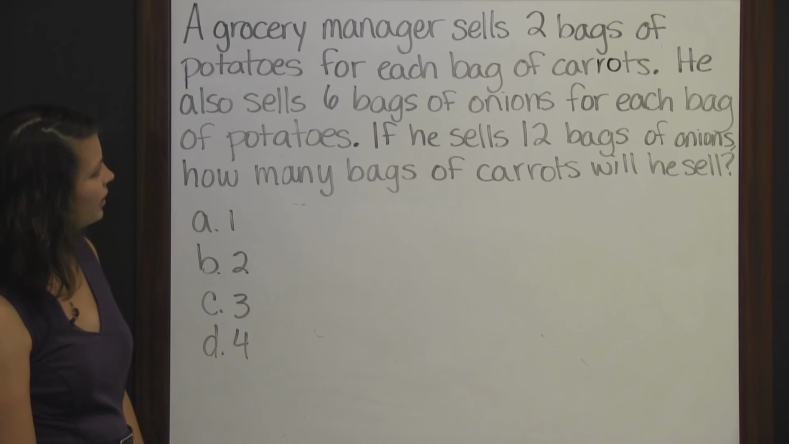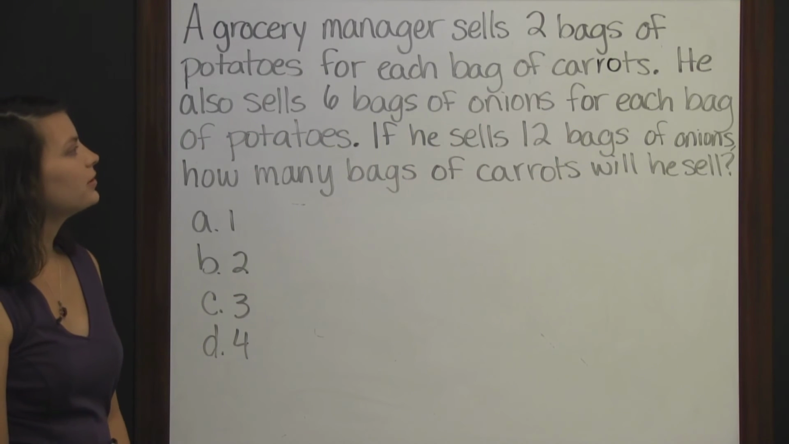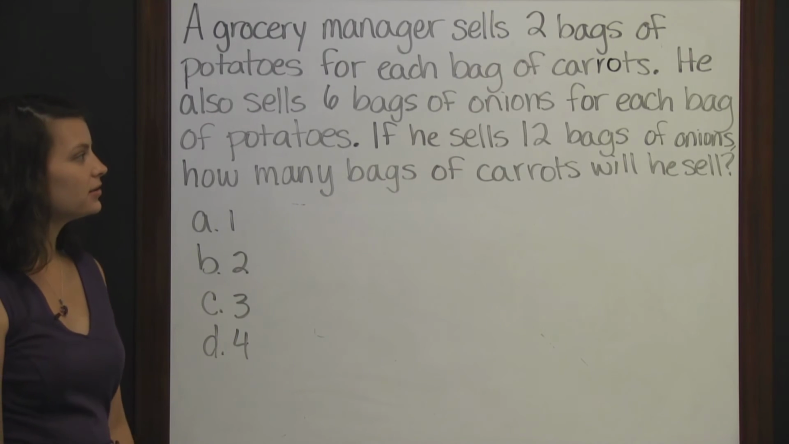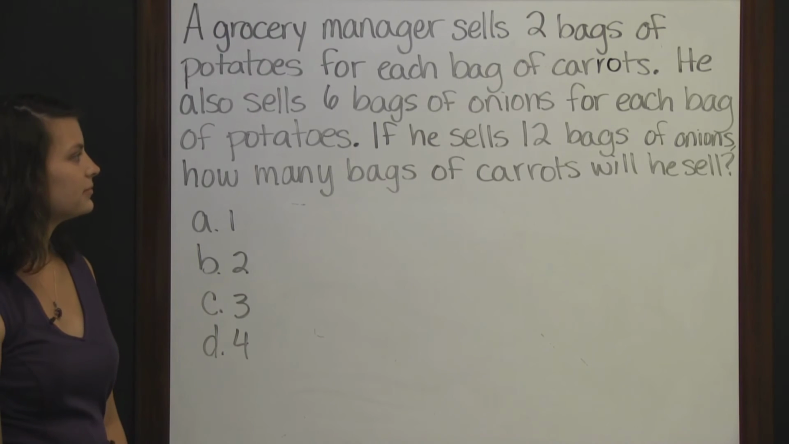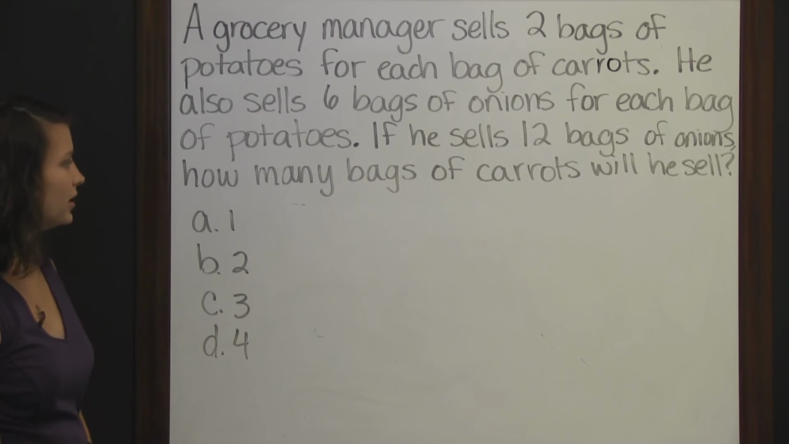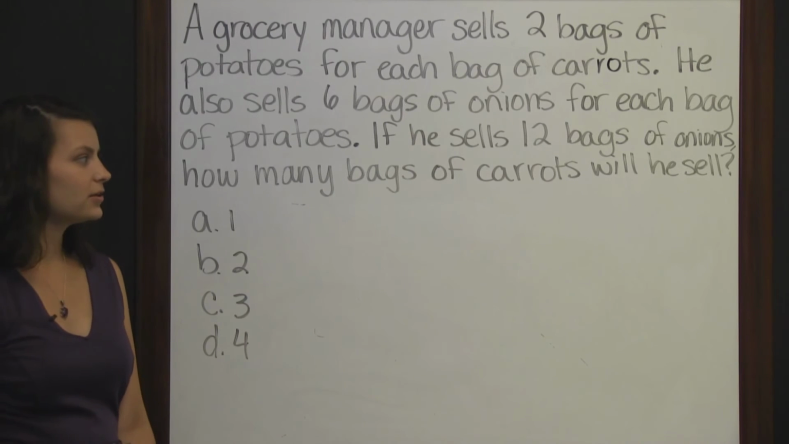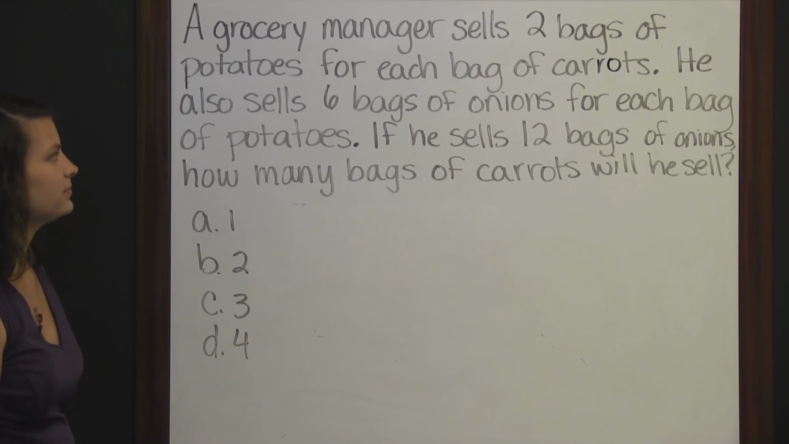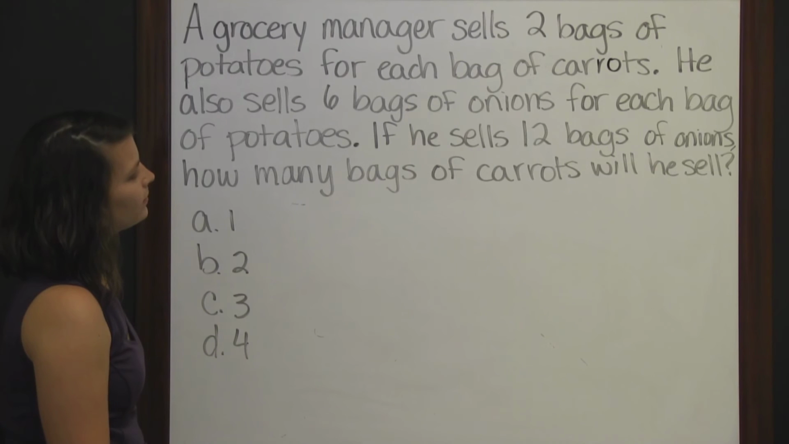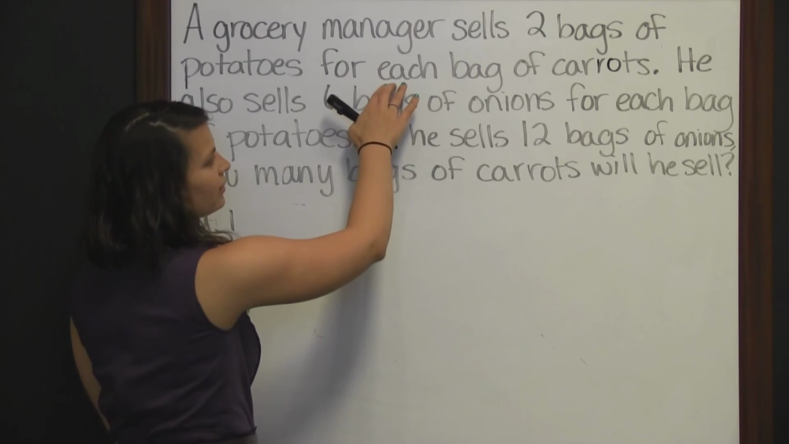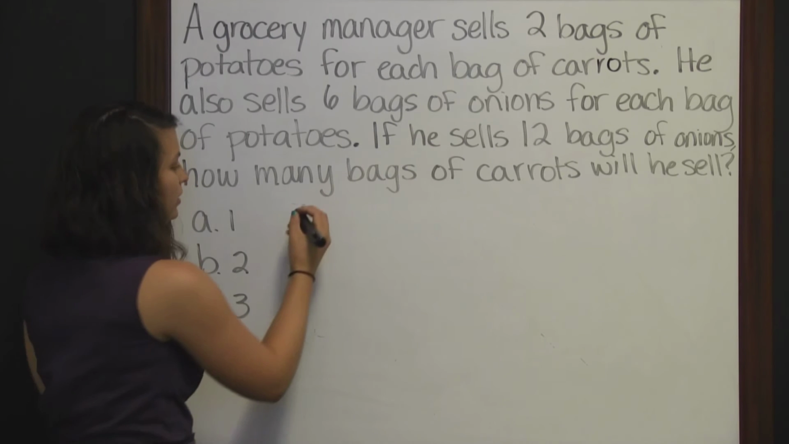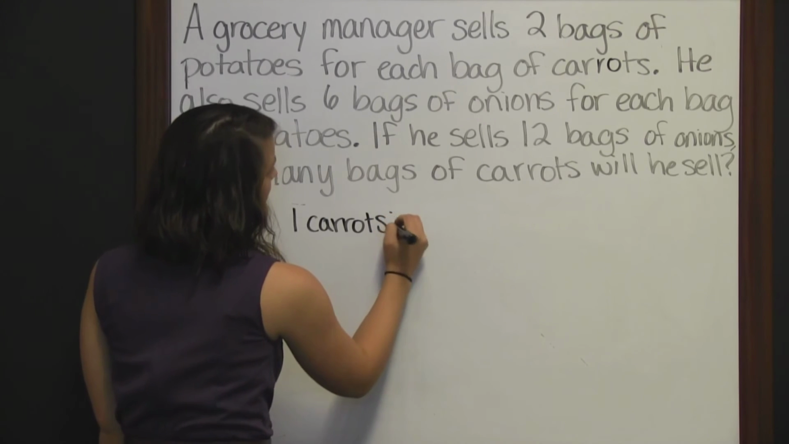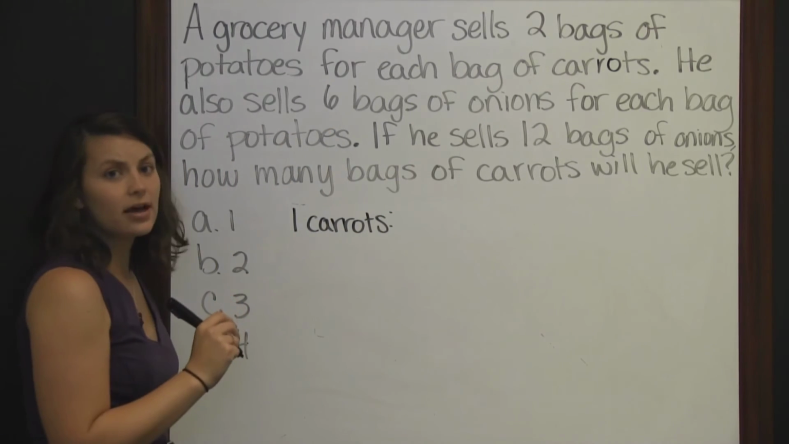A grocery manager sells 2 bags of potatoes for each bag of carrots. He also sells 6 bags of onions for each bag of potatoes. If he sells 12 bags of onions, how many bags of carrots will he sell? Let's start by picking out the important information. In the first sentence, we're told that for each bag of carrots, so each, that means 1. So for 1 bag of carrots, he sells 2 bags of potatoes.